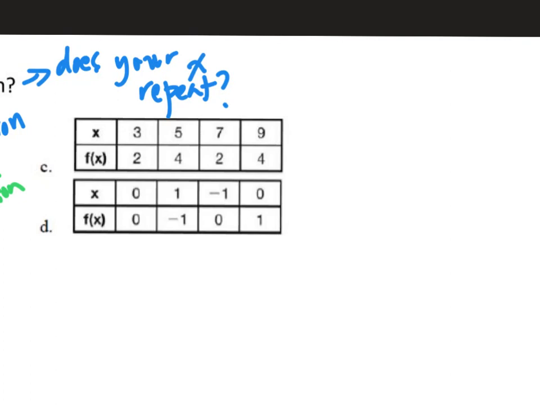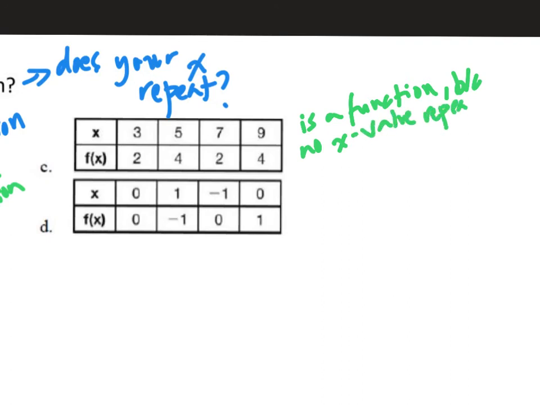Let's try this one out. Option C. This is looking good, right? Because I'm not seeing any x values repeating, right? 3, 5, 7, 9, those are all unique values. So I'm going to say that this is a function, right? Because no x value repeating. But I'm just going to check the last answer option just to make sure, right?